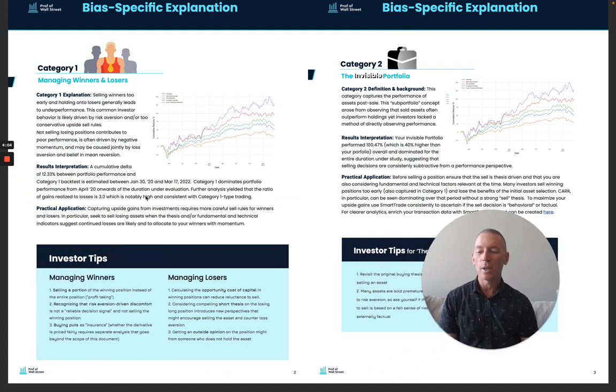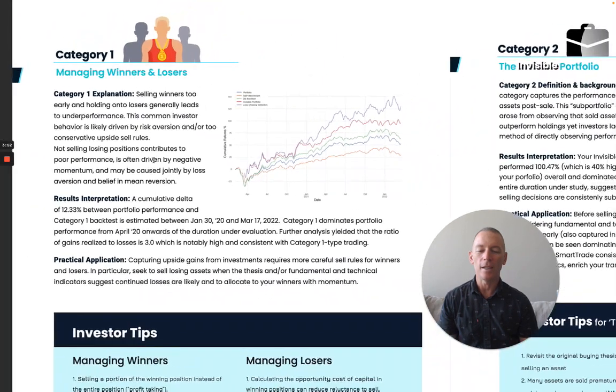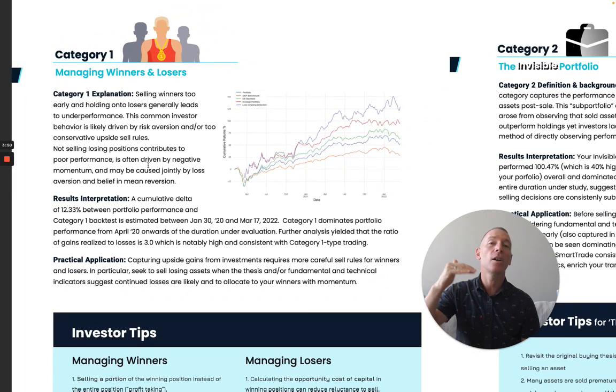This is what's called the disposition effect, and this is how we manage our winners and losers. Most people have a hard time selling winners at the right time and have a hard time selling losers at all. So this report shows us the exact quantity of money that people leave on the table through the mismanagement of winners and losers. And the report provides you not just with a graph, but also some tips and interpretation for your specific investment style.